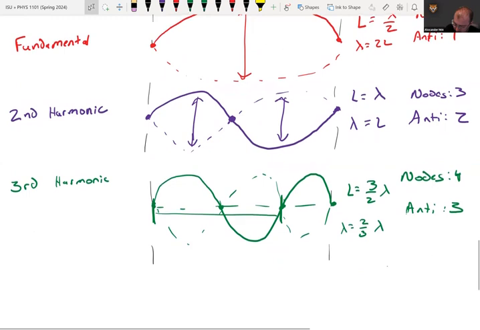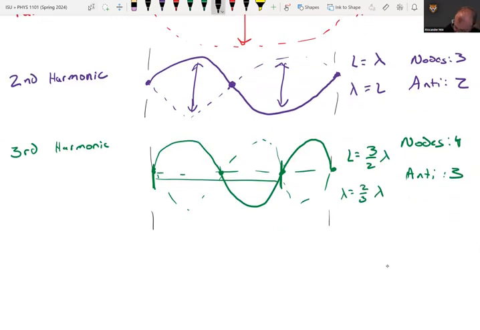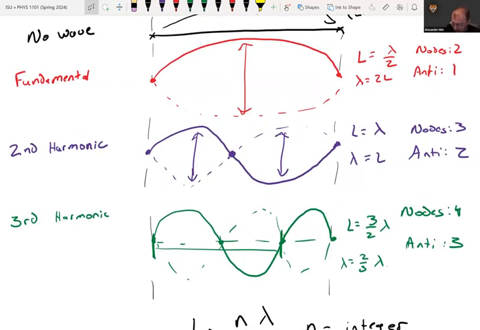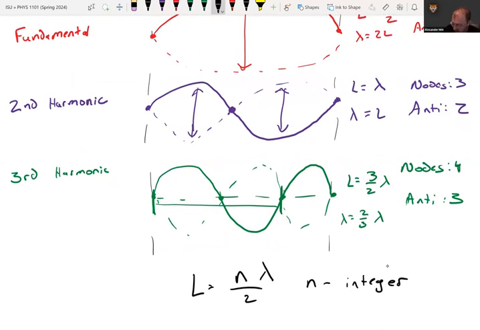And you might start to pick up a pattern here. Ultimately your length is going to be n lambda over 2, where n is just some integer. So in the first one, if n is 1, that's where we get L equals lambda over 2. If n is equal to 2, that's going to give you the second harmonic. n equal 3 gives you the third harmonic. So another thing worth indicating here is n equal 1, n equal 2, and n equal 3. The fundamental could also be called the first harmonic, but that corresponds to the number that we would put into this formula to find the wavelength based on the L.